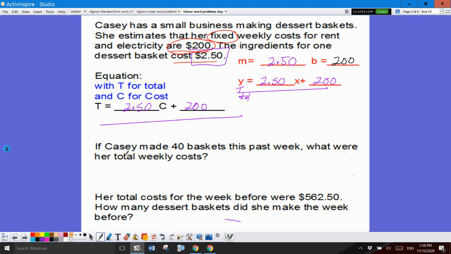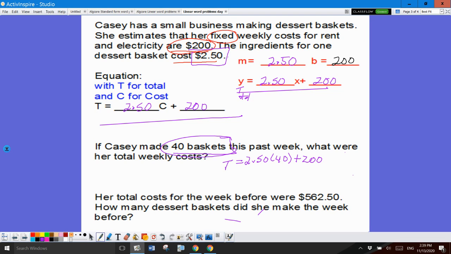Okay, now, if Casey made 40 baskets this past week, what were her total weekly costs? Well, where's the 40 baskets going to go? Is it my C or is it my T? Is it a total? Does it tell me how much money I made? No, it doesn't. It tells me how many baskets I had. So 2.50 times my 40, it's going to go in for the C. And I'm looking for my total.